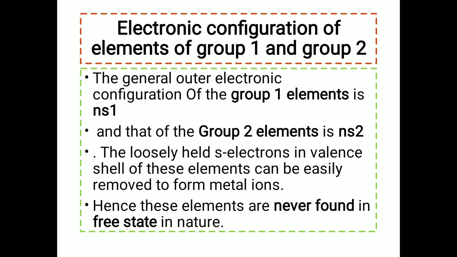The general outer electronic configuration of group 1 elements is ns1. Here n is nothing but the number of the period: if the element is in the first period then 1s1, in the second period then 2s1, but it is the same for all, that is ns1. And that of group 2 elements is ns2. The loosely held s electrons in the valence shell of these elements can be easily removed to form metal ions, and hence these elements are never found in the free state in nature.